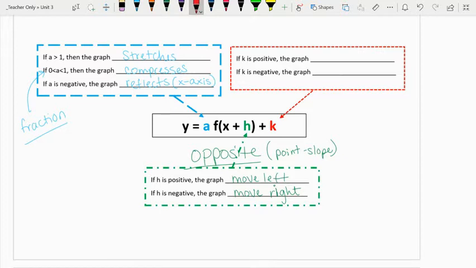Now, k, on the other hand, because it's not in parentheses, it ends up being the same. Okay, and that's because normally this k value is with your y over here, which is when you do the opposite. In this case, it's away from the y, so you're not doing the opposite. You're going to end up doing the same, okay, doing the normal. So that means if k is positive, then the graph is going to move up. If k is negative, then the graph is going to move down. Okay, so this is a good resource for you to keep using as we move forward if you feel like you need it.